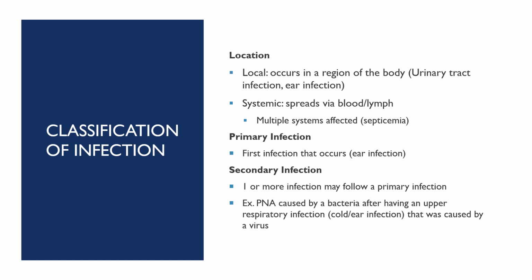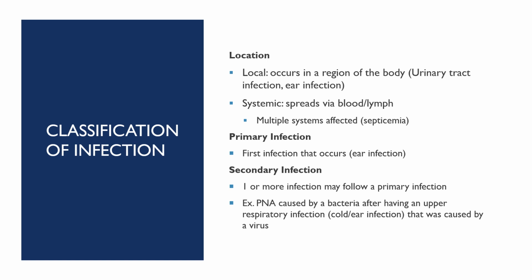So classification of infection. So location. A local infection occurs in a region of the body, such as if they have a urinary tract infection, it's going to be in the bladder. If they have an ear infection, it's going to be in the right or the left ear. Also, if they have a bone infection or upper respiratory infection, it's going to be in those locations.